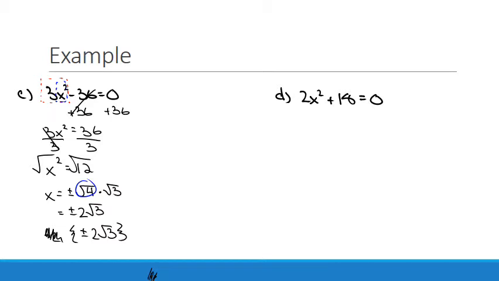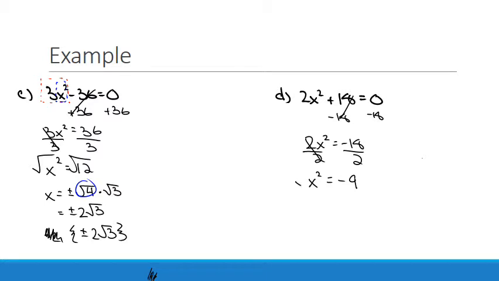All right, D. You know what to do by now. First thing we're going to do is move that constant. So I'm going to subtract 18. I always perform the opposite operation. 2x squared equals negative 18. Now I want to get the x squared by itself, so I end up dividing by 2. So x squared equals negative 9.